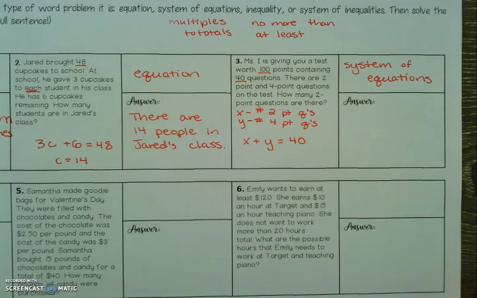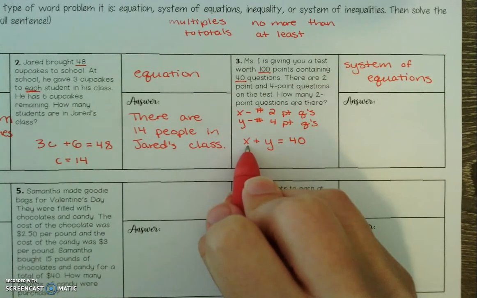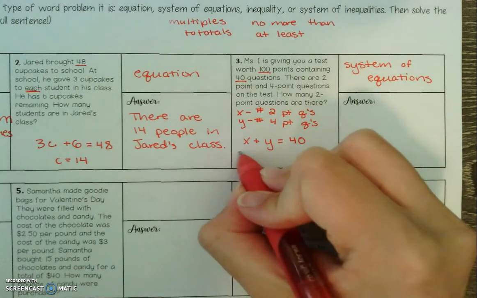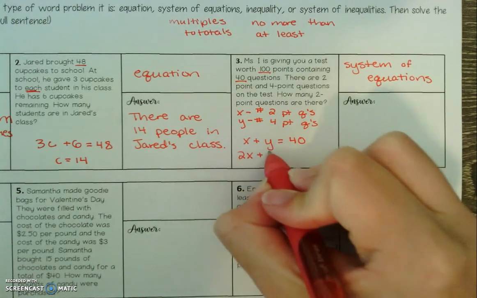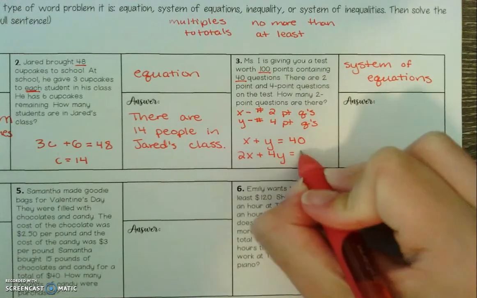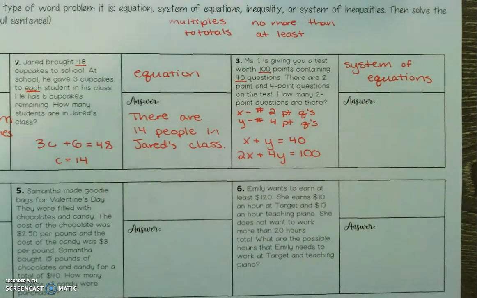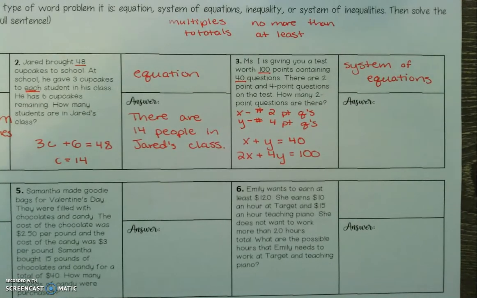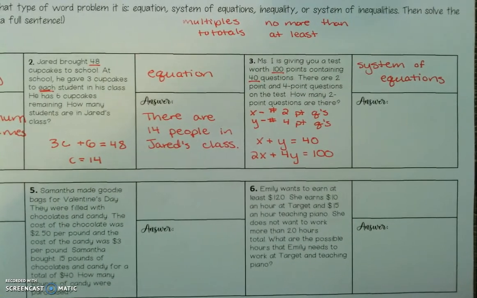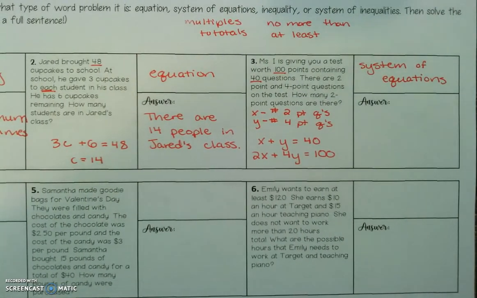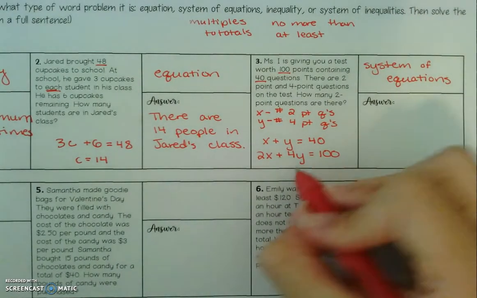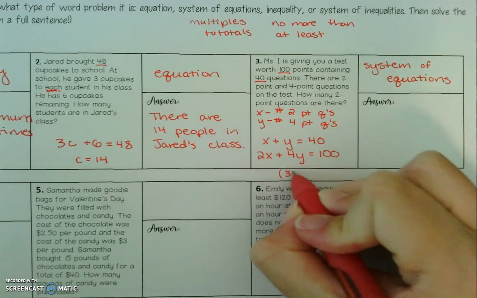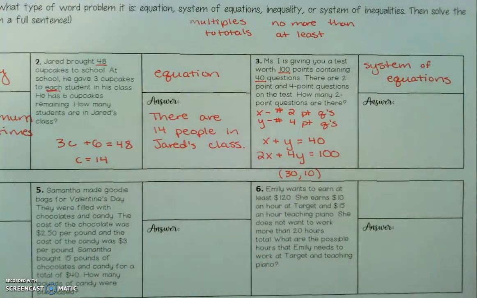For my points, each 2-point question is worth 2 points, and each 4-point question is worth 4 points, and that equals 100 points total. From here, what we need to do is plug it into Desmos and see where those points intersect. When we figure out where they intersect, we are looking for that ordered pair. When we graph that, our point of intersection is (30, 10).